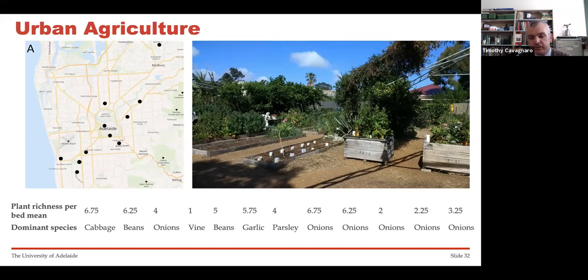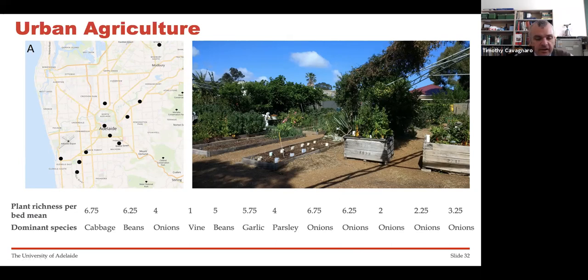But there's also some literature to show, and this is an example that comes from New York City, where there's quite high levels of lead in the soil. And whilst people are using raised beds, because they're spending a lot of time exposed to that, they are actually getting exposure to that lead. So it's really important not only to look at the soil where the crops are being grown, but also the soil between the crops as well.